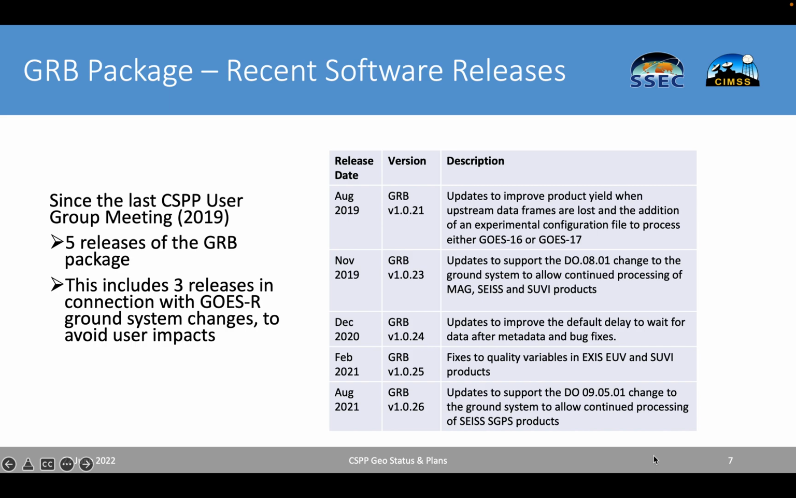So five releases over 3 years. I think the release cadence is slowing down a little bit. This is for the GRB package, and I think that's a good thing because we understand that there's an impact on users. There's a cost to installing updates and doing all the testing that's required for that.